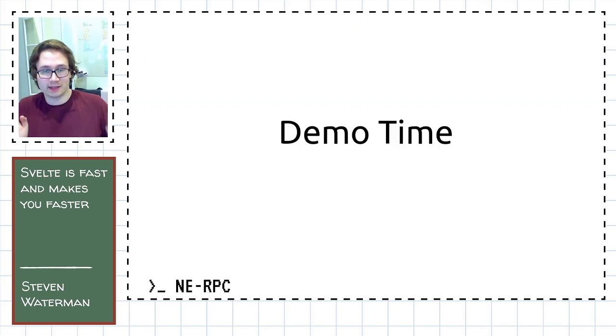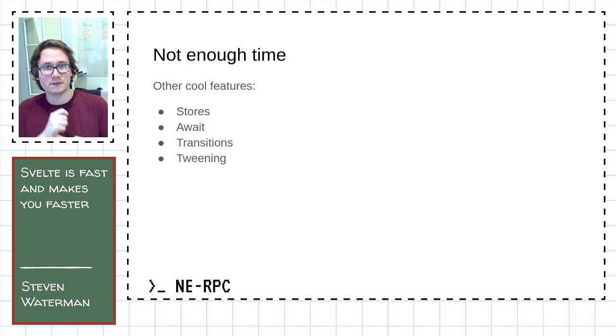Cool, so we've seen Svelte in action and we've seen how you can write a very simple app, which is, again, fairly complex under the hood, but without having to worry about any of that complexity. Well, four of the biggest features for me are stores, await, transitions, and tweening. I'm just going to talk a little bit about what those are and what they bring to Svelte.